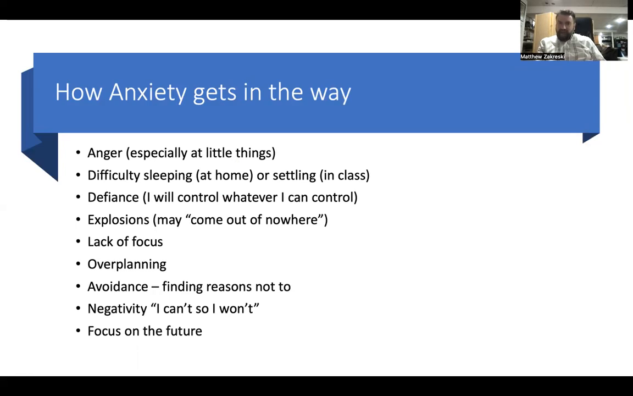So here's how to look for anxiety: anger, stomachaches, difficulty sleeping at home or settling in class. It's a great way to see the kids are anxious. Defiance. Kids who feel out of control will control whatever they can. A lot of times that's us, the grown-ups in their lives. Explosions, lack of focus or over planning. Kids who will outline 80 pages of a paper when you really just need them to write 3 paragraphs. Because over planning means I'm anxious, and as long as I'm planning, I don't actually have to do it. Avoidance, finding reasons not to do the thing. Negativity, I can't do it, so I won't do it.